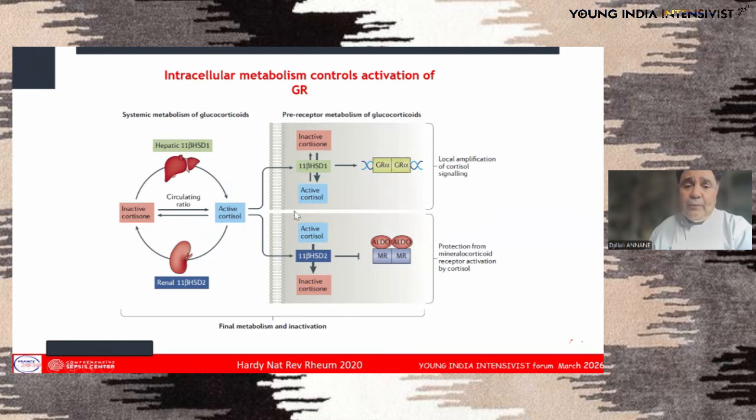So one can see that the first step in the cell, the pre-receptor metabolism of glucocorticoid, is essential to the subsequent activation of a glucocorticoid receptor. So either the 11 beta hydroxysteroid dehydrogenase 1 is present and then is activating toward active cortisol and promoting the signaling of a glucocorticoid receptor, or it is the type 2 isoform that is predominant, and then it will inactivate cortisone and prevent the glucocorticoid receptor signaling pathway.